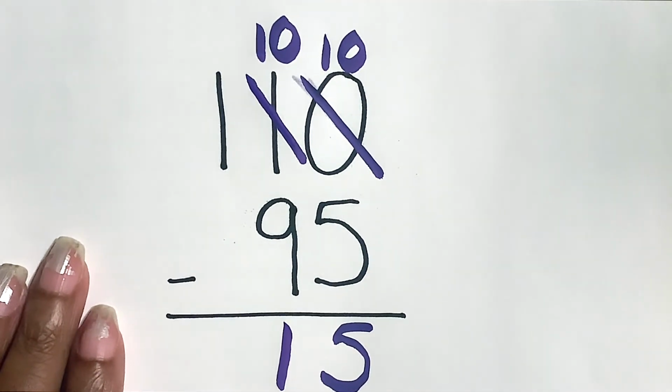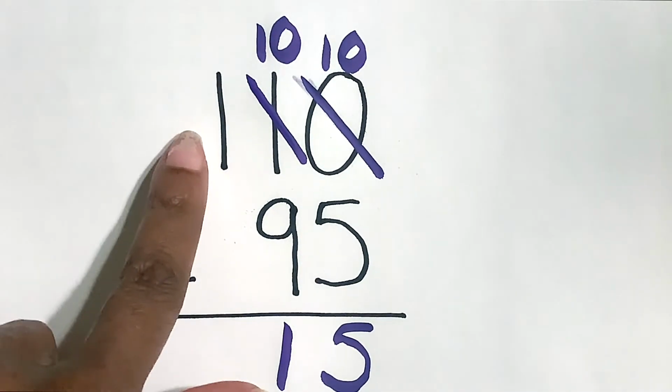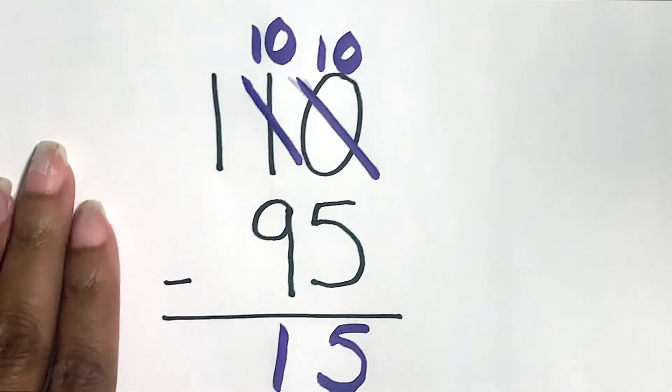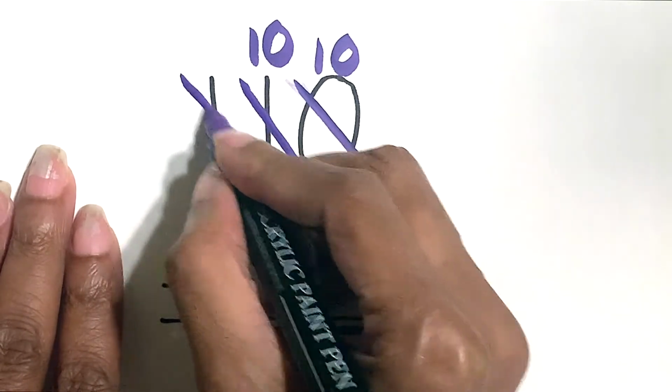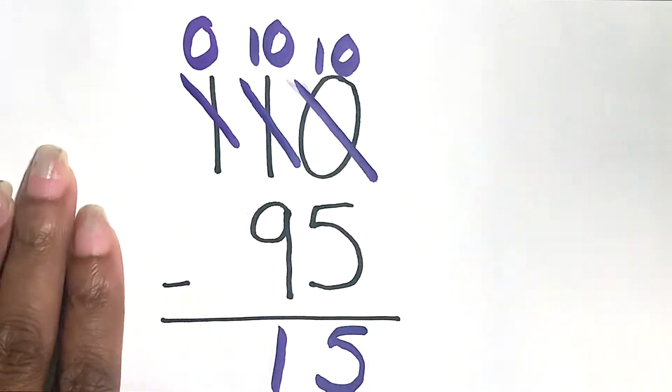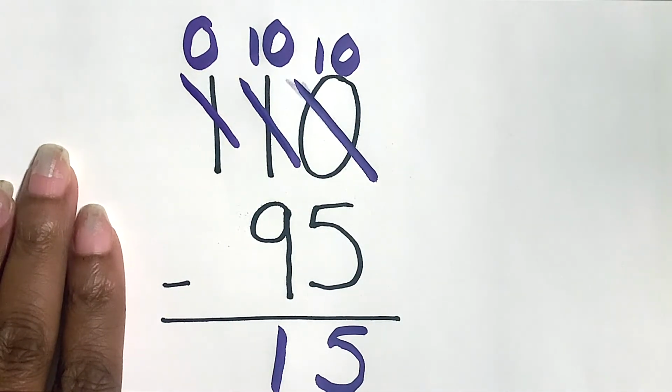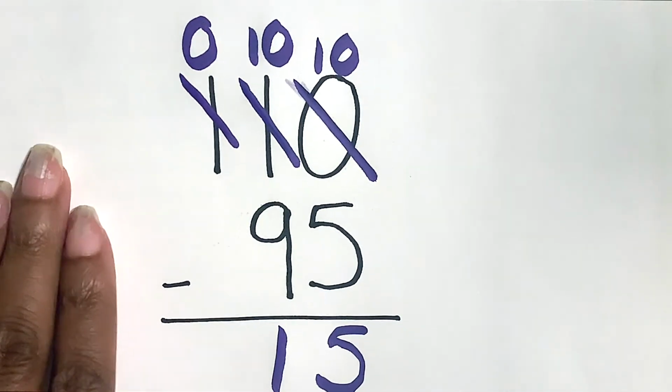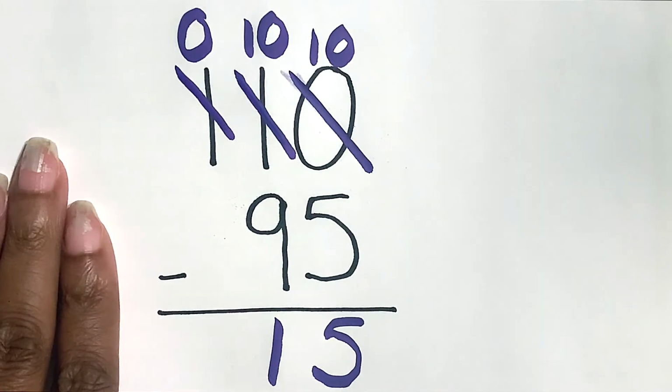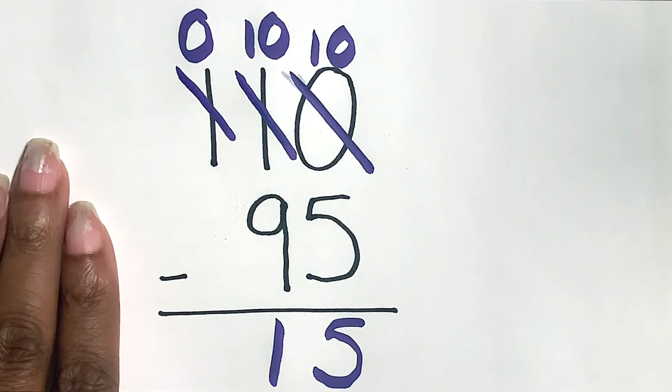And finally, we're going to do the left side. So this one will become a 0. Alrighty. So 110 minus 95 is 15.